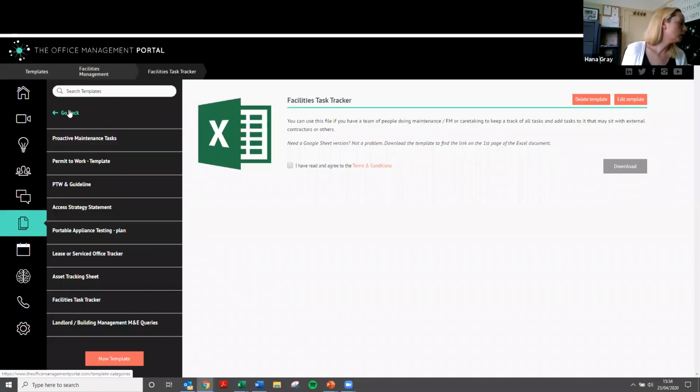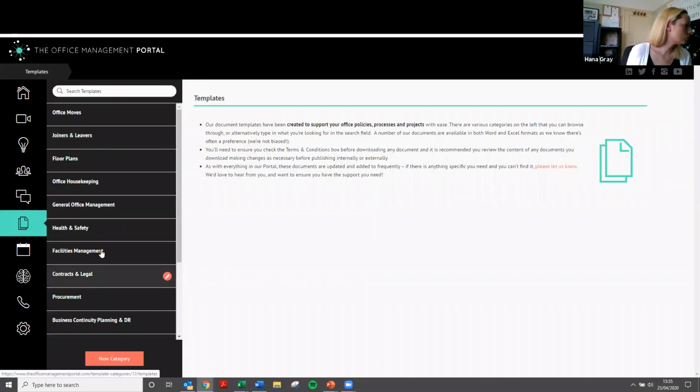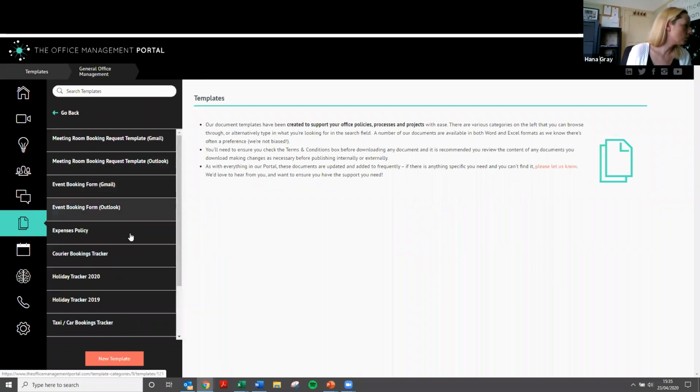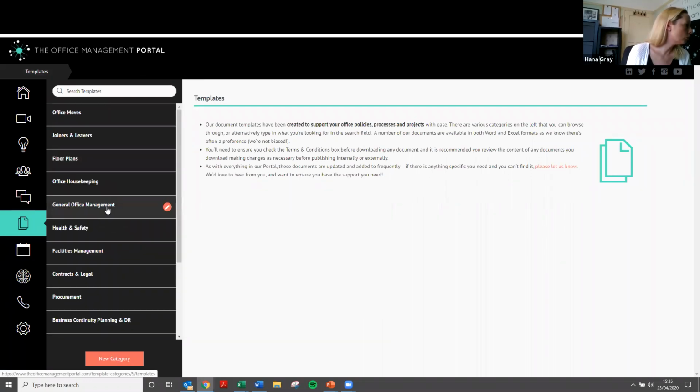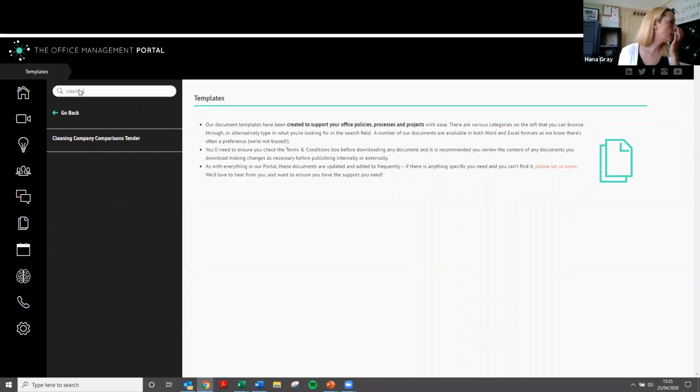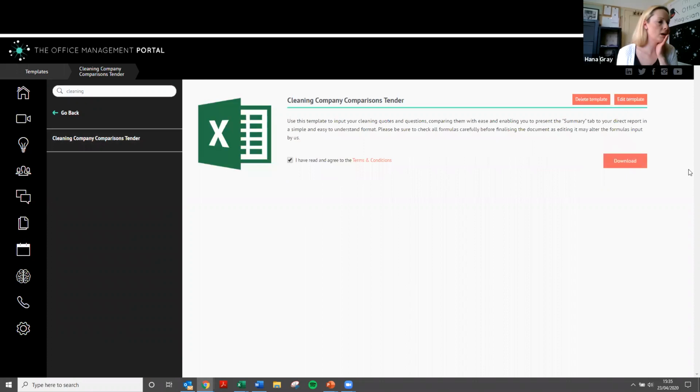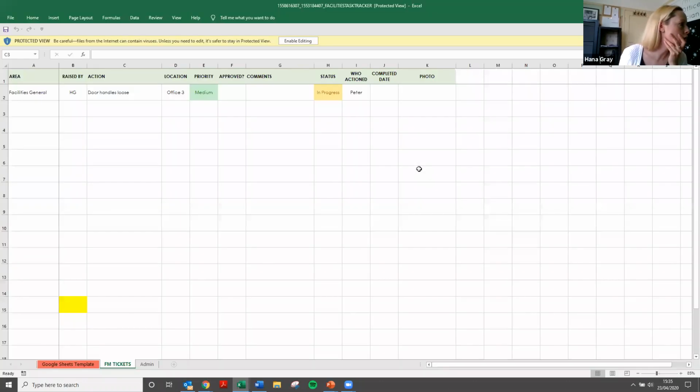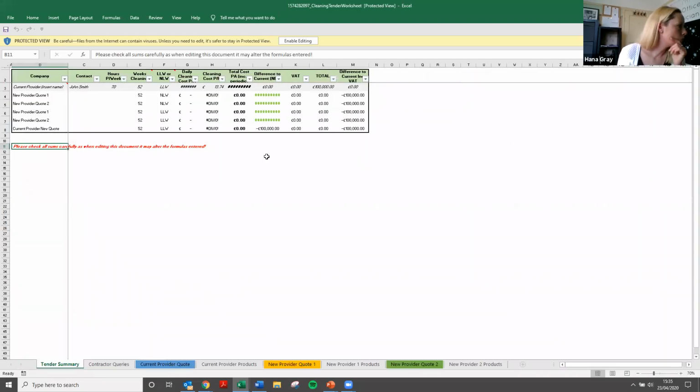Let's have a look. General office management, I think, is the wrong bit. Where's our cleaning? Cleaning comparisons tender. So this one, I think, when I mentioned, that includes some bits about, here we go. So this one's quite extensive.